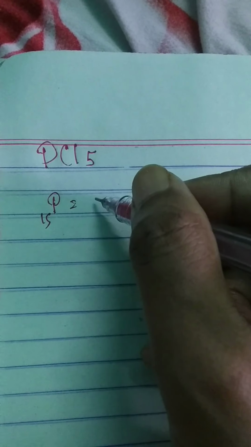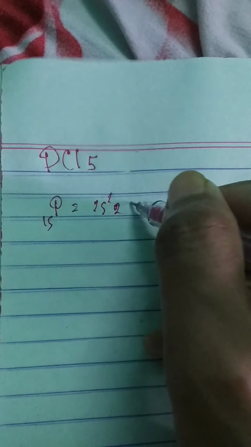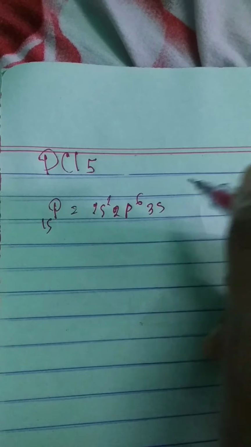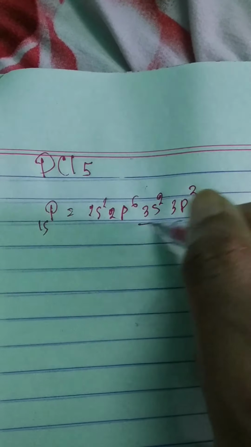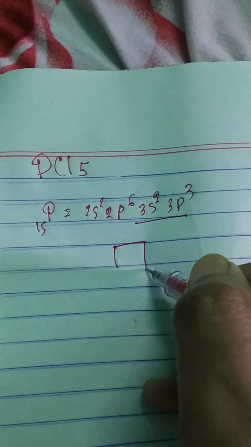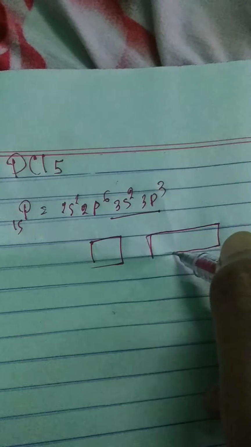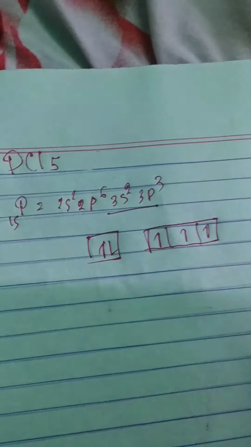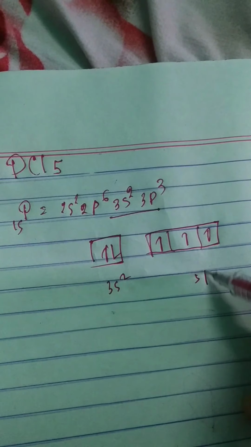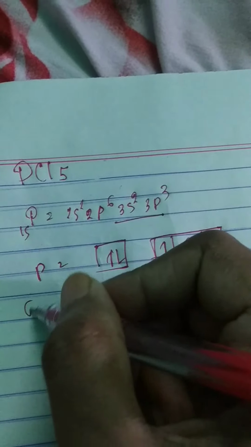So PCl5, which means phosphorus is your central atom. Phosphorus has a total of 15 electrons. So 15 means 1s2, 2s2, 2p6, 10 is done. Up to here 10 is done. So I have 3s2, 3p3. This is the outermost shell, so I will draw the boxes of the outermost shell only. So 3p3 and 3s2 is 5. This is your phosphorus ground state, right?